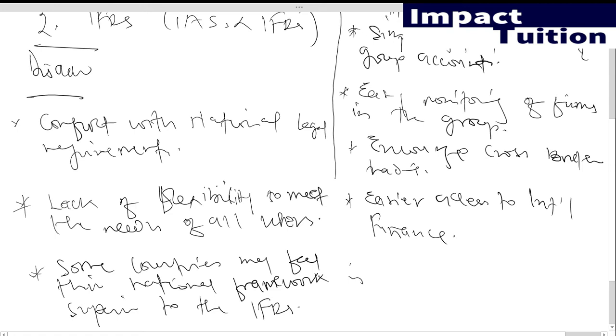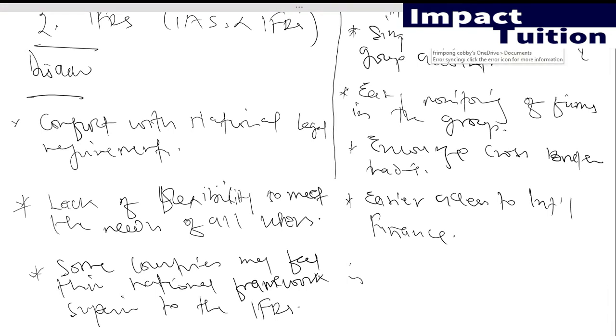So the disadvantages of convergence may be conflict with national legal requirements. The requirements of the IFRS may conflict with national legal requirements, such as requirements in the company law of certain countries. And there may be lack of flexibility to meet the needs of all users because of cultural differences in countries around the world. And then some countries may feel their national framework is superior to the IFRSs. Right.